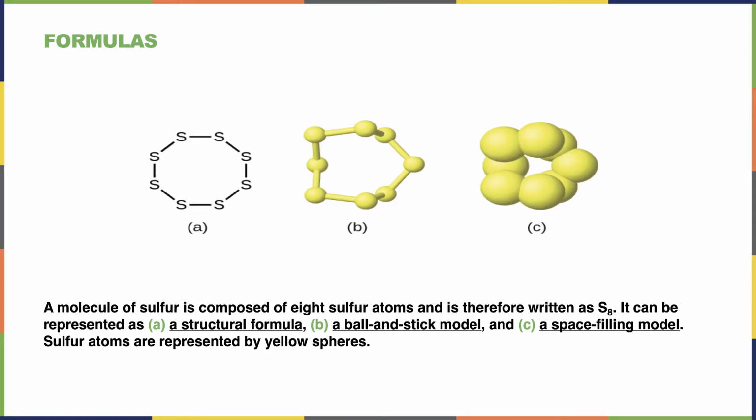This is a molecule of sulfur. Molecular sulfur comes with 8 sulfur atoms in it, and it can be represented either by a structural formula, which is shown in A, a ball and stick model, which is shown in B, or a space-filling model, which is shown in C. In these cases, the yellow is frequently used to represent sulfur, and that's because sulfur is a yellow substance in real life.